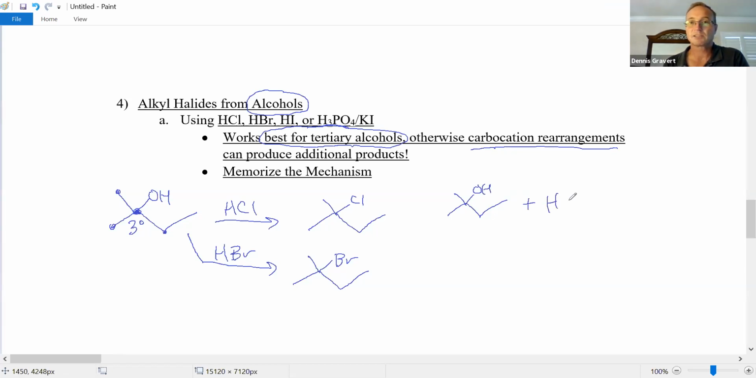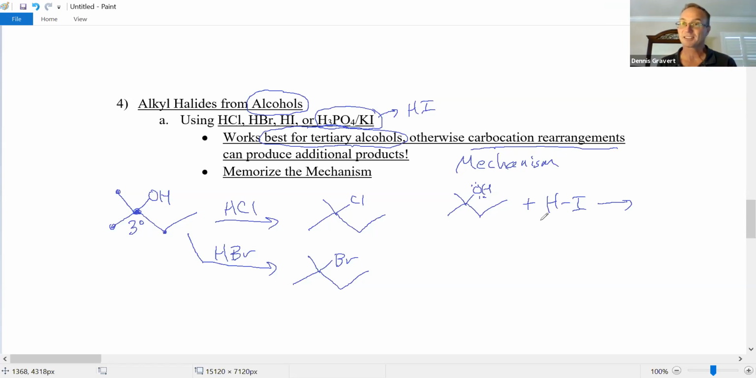Let's shake it up. Let's add HI. So maybe you want iodide instead. And remember these reagents also make hydroiodic acid too. So you can use phosphoric acid and potassium iodide and get the same alkyl iodide product. Here's our mechanism. Doesn't have to be iodide, it could be bromine or chlorine. But it's an acid, HCl, HBr, HI.